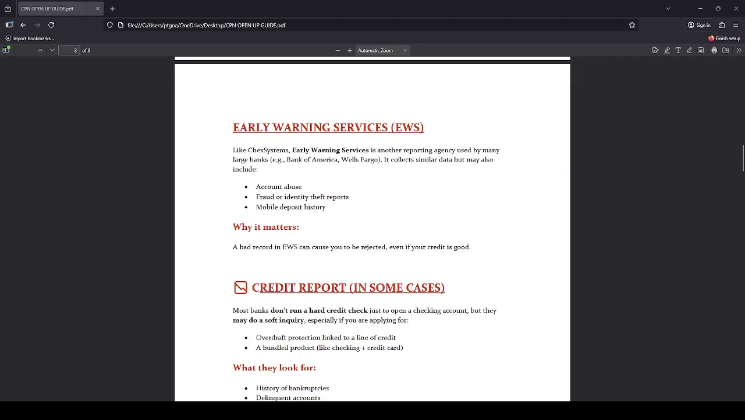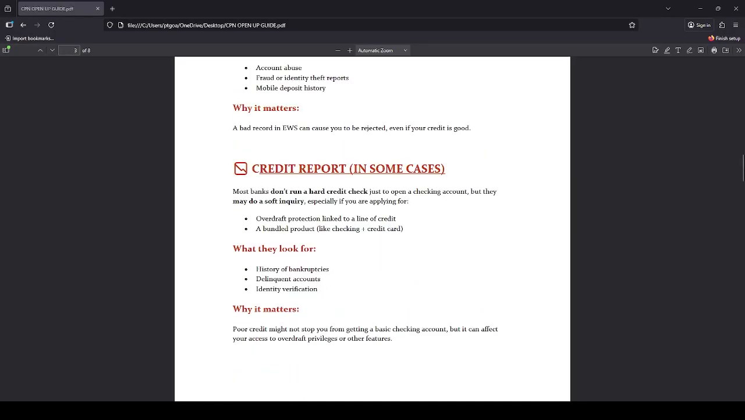Now, obviously, that doesn't apply if you're using a CPN because you probably never opened up a bank account before. Another reporting agency that some of y'all are probably familiar with or not is the EWS, Early Warning Services. They report account abuse, fraud, identity theft reports, and mobile deposit history. So again, if you're CPN-wise, you probably don't have to worry about this, but for those people out there wondering why they can't get a bank account, these are the reasons why.